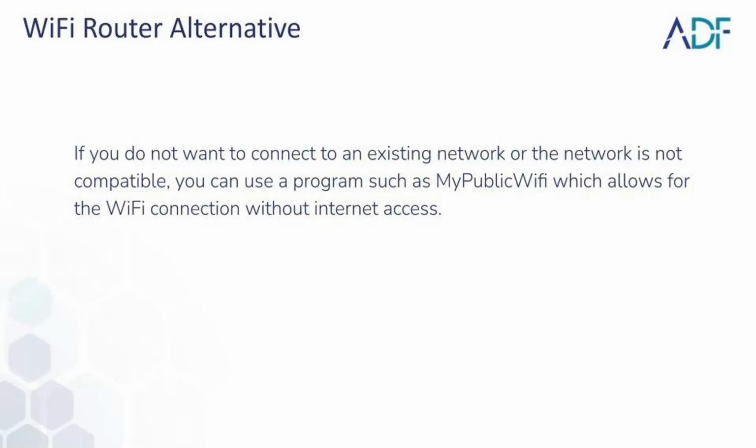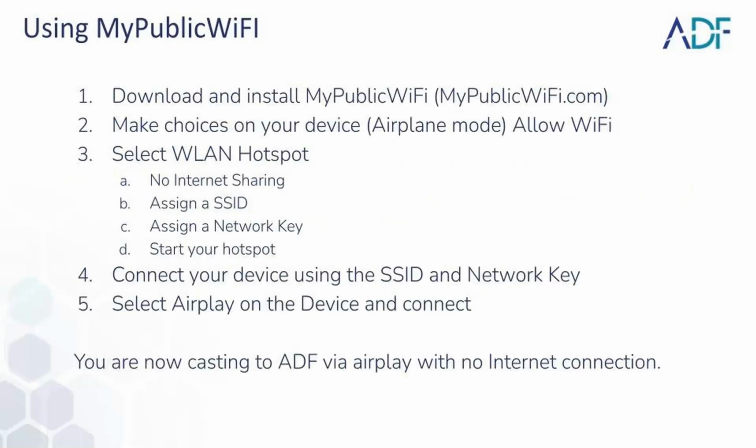Let's get on to the alternative for using that router, right? If you don't want to connect to your existing network, or the network is not compatible, you can use a program such as My Public Wi-Fi, which allows for that Wi-Fi connection without internet access. So you don't have to worry about that either. You're going to go and download and install My Public Wi-Fi. Simple to get to. It's from mypublicwifi.com.